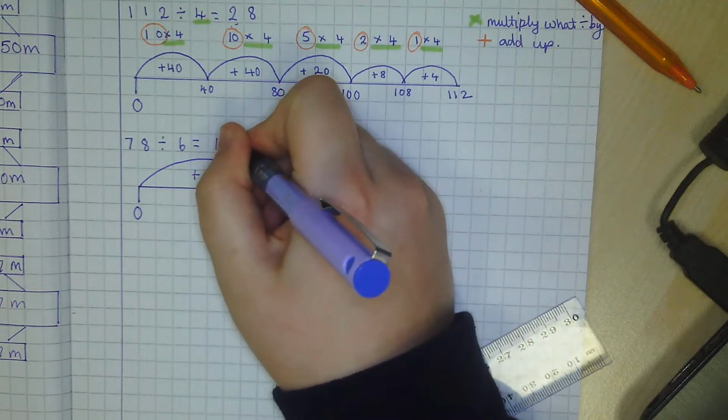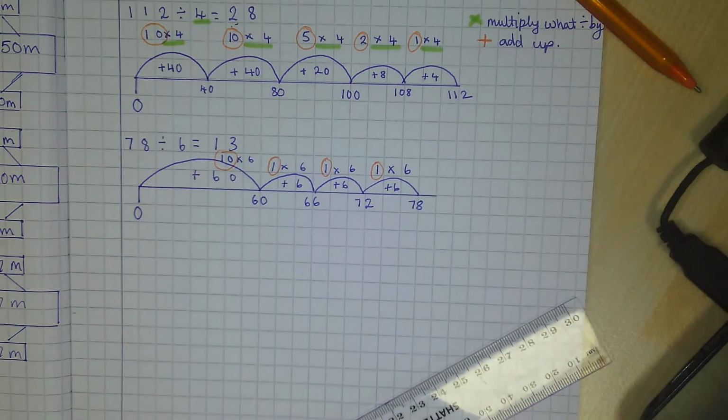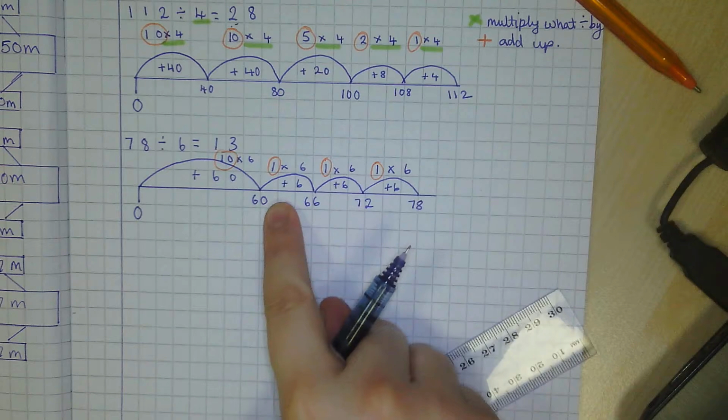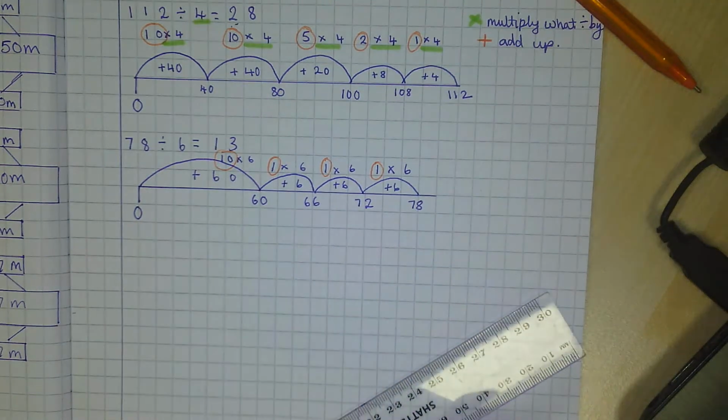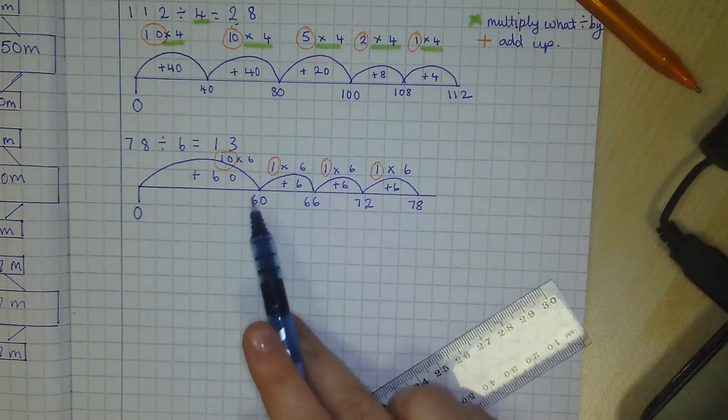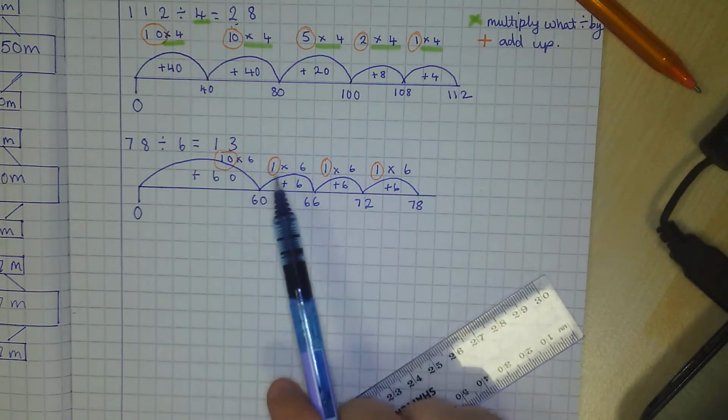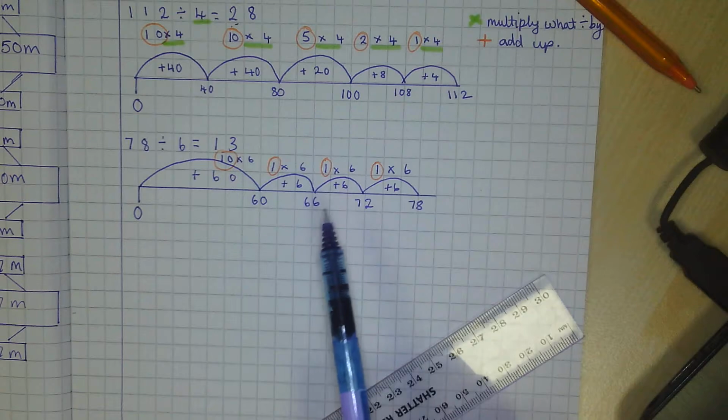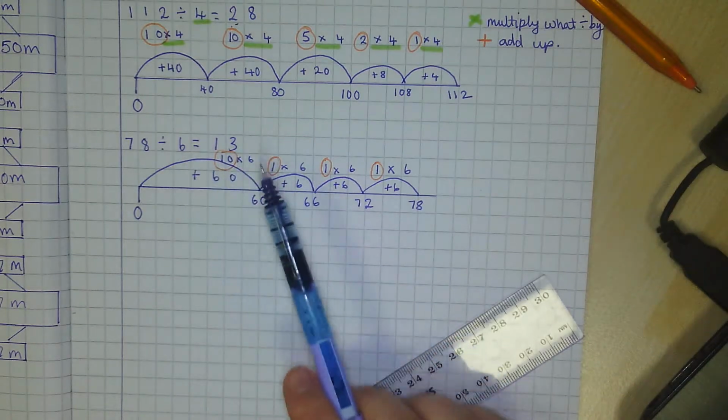And that is my answer, 13. Now you could have just gone, well, I know that 6 into 18 is 3, so you could have just done a small jump of 3 times 6. Now, this is a way that you work it out in your head.